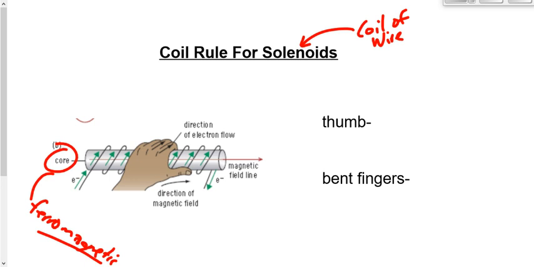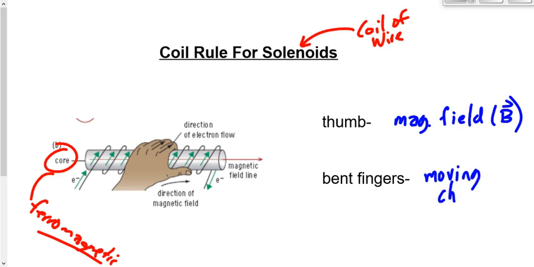We're going to use what we call the Coil Rule for solenoids, which is exactly opposite to the rule we just learned. The rule we just learned said, stick your thumb in the direction of the moving charge, your bent fingertips will point in the direction of the magnetic field. This time we're going to say, my thumb points in the direction of the magnetic field, and my bent fingers will point in the direction of the moving charge. So exactly the opposite.